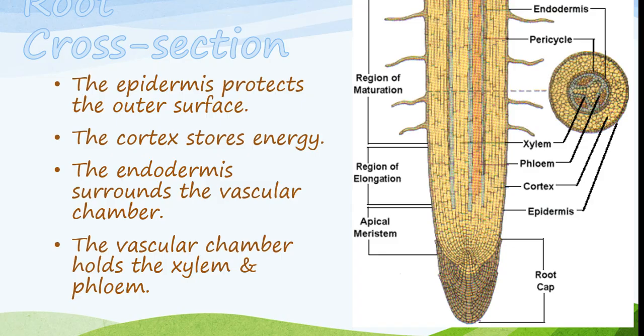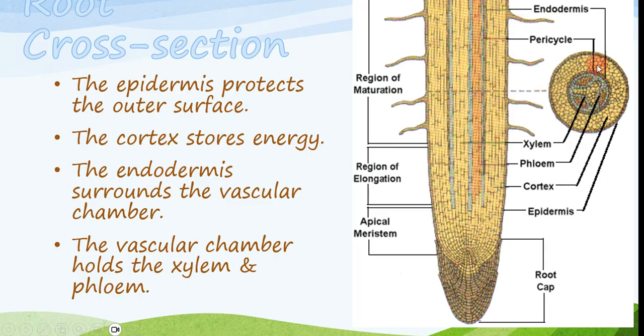The cortex stores energy. All right. Cortex in here, so right around here, storing energy. The endodermis. Epidermis here. Endodermis is pointing all the way in there, isn't it? Epidermis down here, endodermis. Sorry about that. It surrounds the vascular chamber. What's in there? The vascular tissue, that's the xylem and the phloem.